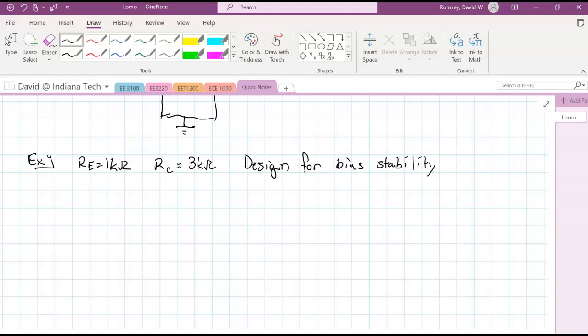Now I think the lab report tells you to design around a particular current. So the lab report actually gives you one more piece of information.